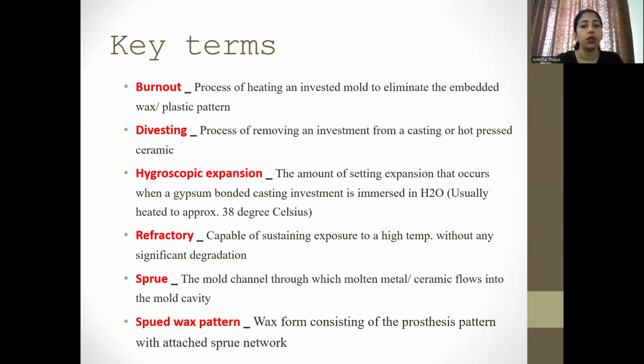Next, we have sprue. Sprue, it's a mold channel through which molten metal or ceramic flows into the mold cavity. Next, we have sprued wax pattern. Wax form consisting of prosthesis pattern with attached sprue network.